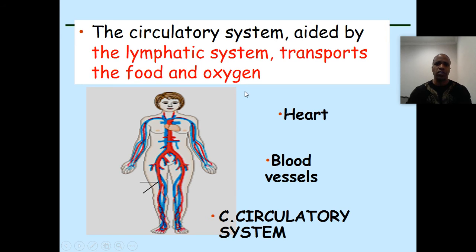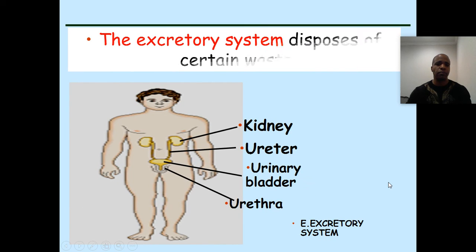The circulatory system, abetted by the lymphatic system, transports food and oxygen, composed of some of these that are listed: the heart, blood cells, and other various organs in your circulatory system. The excretory system disposes of certain waste. They excrete: your kidneys, ureters, the urinary bladder, urethra, all part of your excretory system.